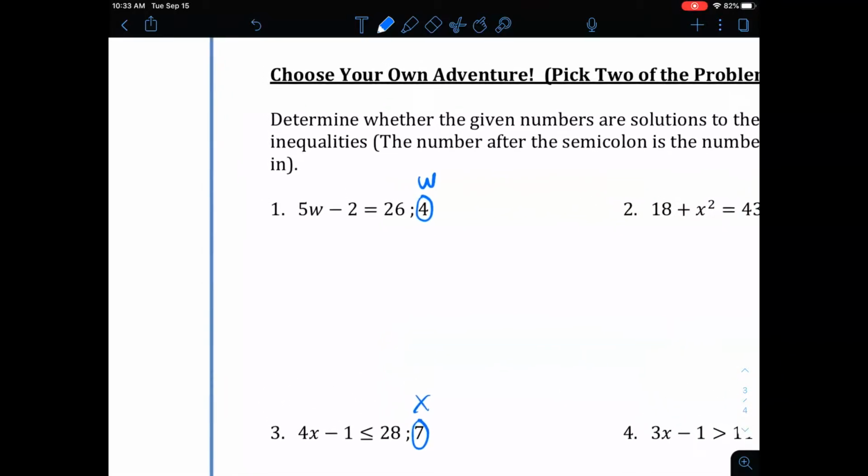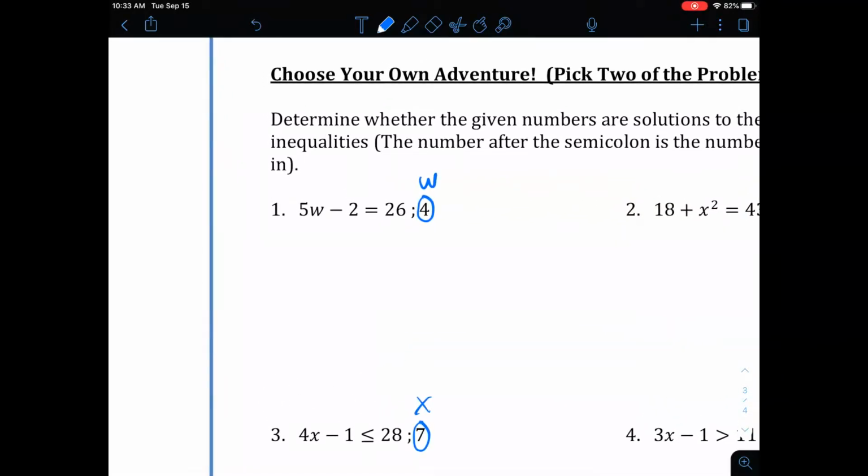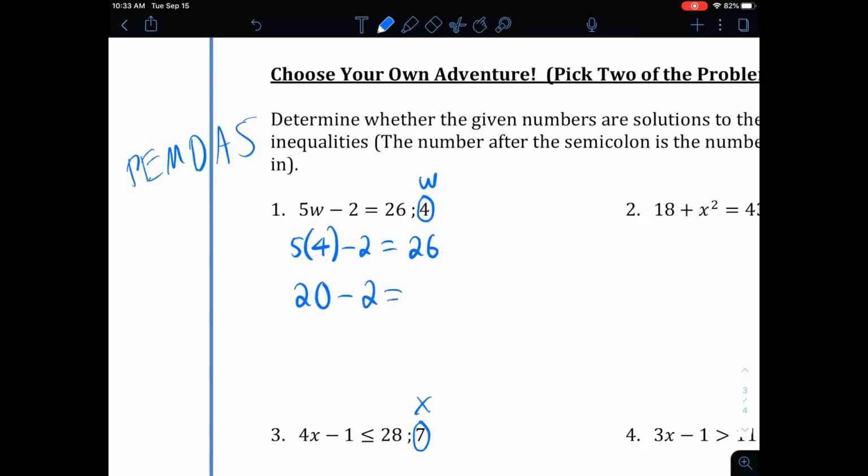All right, welcome back. We have 5w minus 2 equals 26 for w equals 4. So we're going to plug in 4 for w. Now, do we do 5 times 4 or 4 minus 2? In PEMDAS, does multiplication come first or subtraction, I mean? Multiplication comes first. We're going to do 5 times 4, which is 20, minus 2 equals 26. Now, what's 20 minus 2 going to be? That's going to be 18.